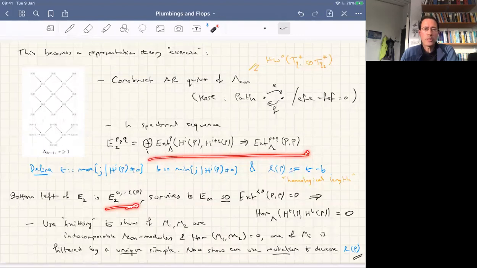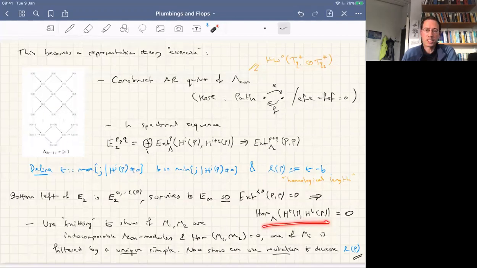But if I start with a module that corresponds to a Lagrangian submanifold, a Lagrangian submanifold only has Floer cohomology in degrees greater than or equal to 0. So all the negative Ext of that module must be 0. Okay? But if this survives to infinity, that means that the 0, minus L(P) piece of this E2 page should be 0. So it tells me that certain cohomology modules of this complex are orthogonal. But there just aren't very many modules over this algebra that have the property that they're orthogonal.